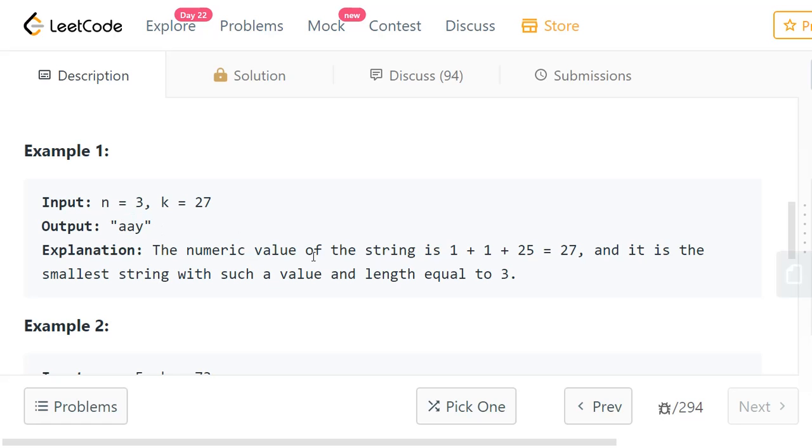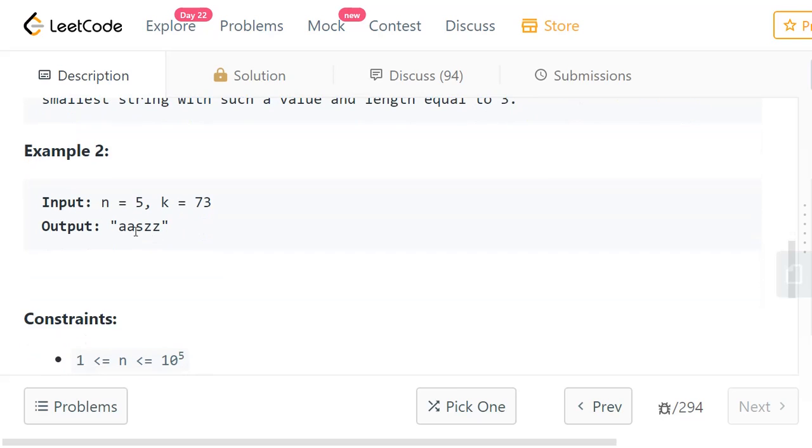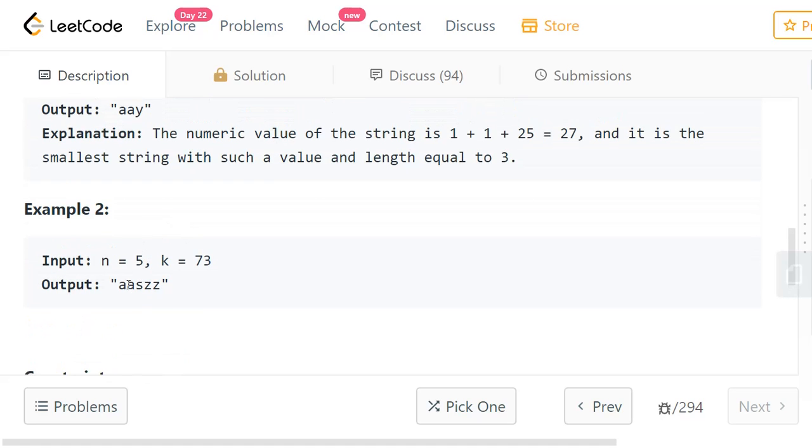So basically we need to form the smallest string that is possible for the given value K. The second example, we have N equal to 5, K equal to 73. This is another type of example. Here we have a value of 73, and the output here is AASZZ.